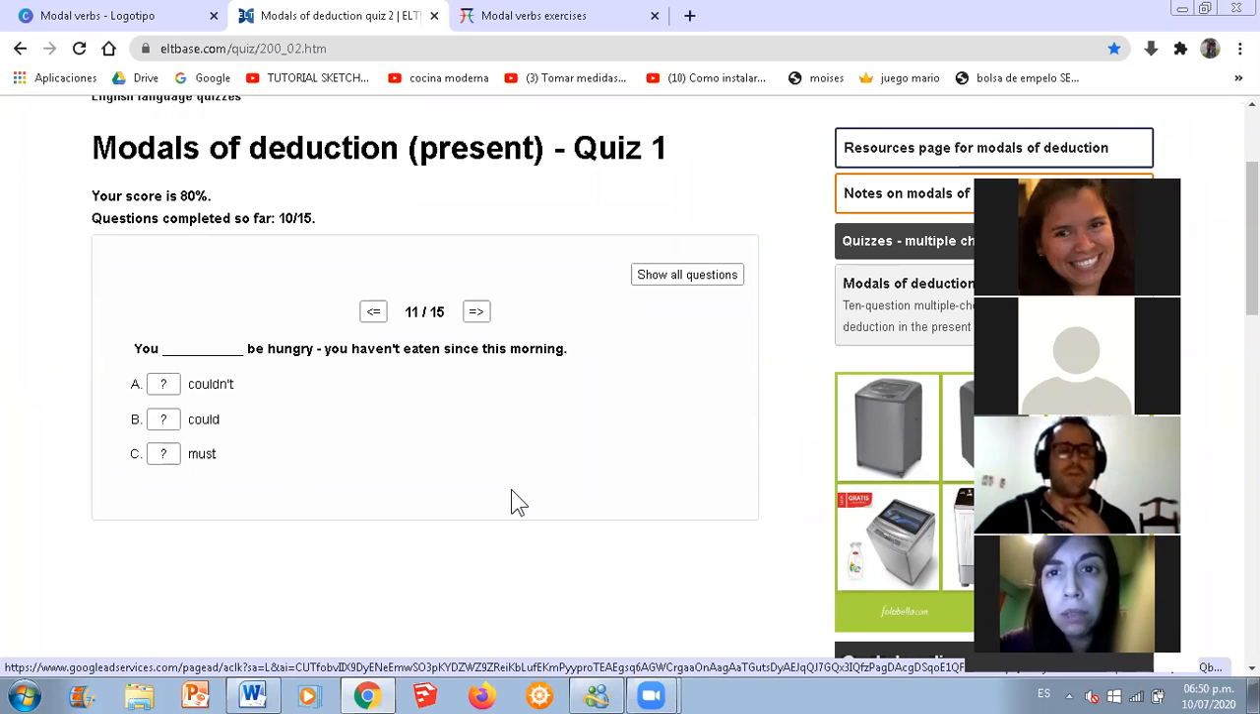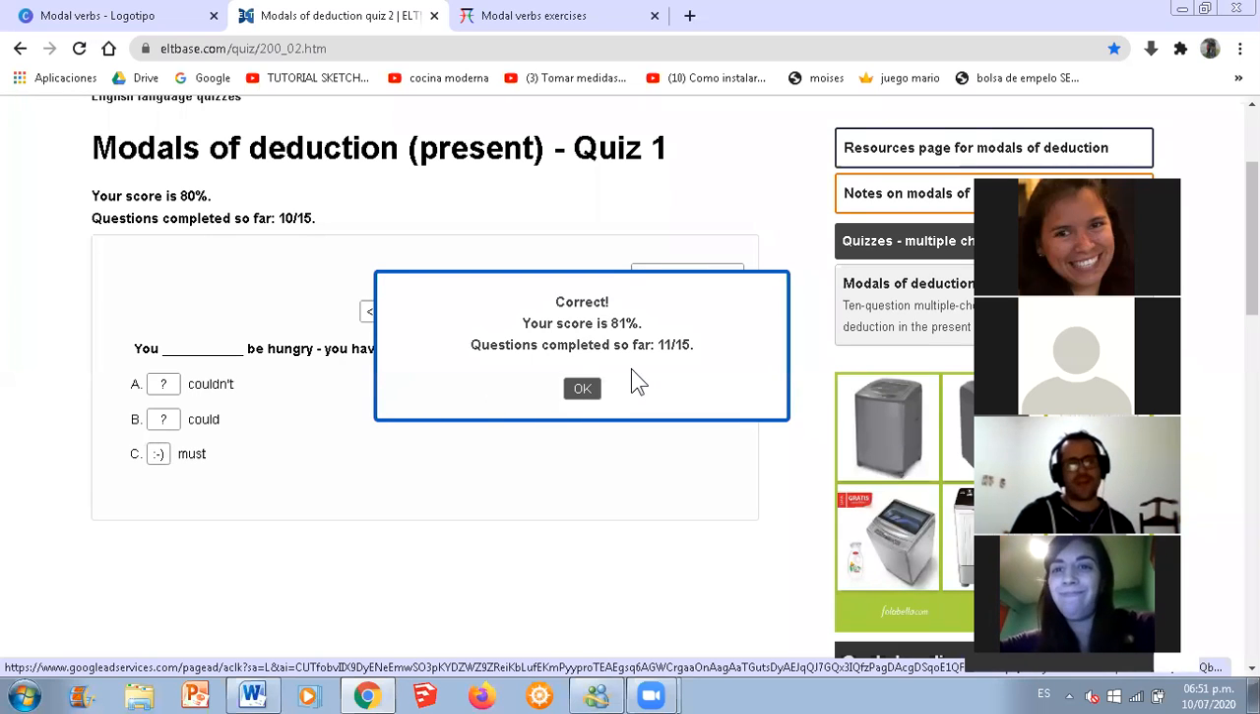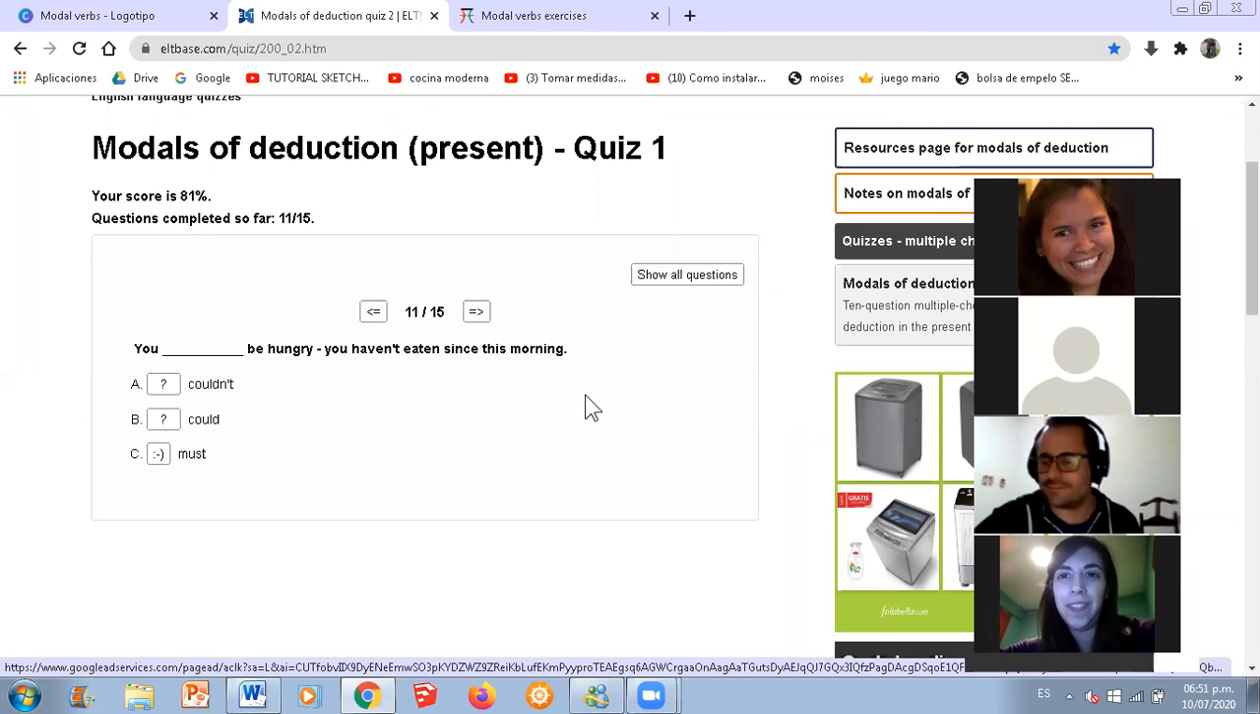You couldn't be hungry. You haven't eaten since this morning. Are you sure? Ah, porque comió esta mañana. You haven't eaten. No has comido. You could eat. Claro, esta es una seguridad. You must. Está asegurando, claro. Debes estar hambriento.